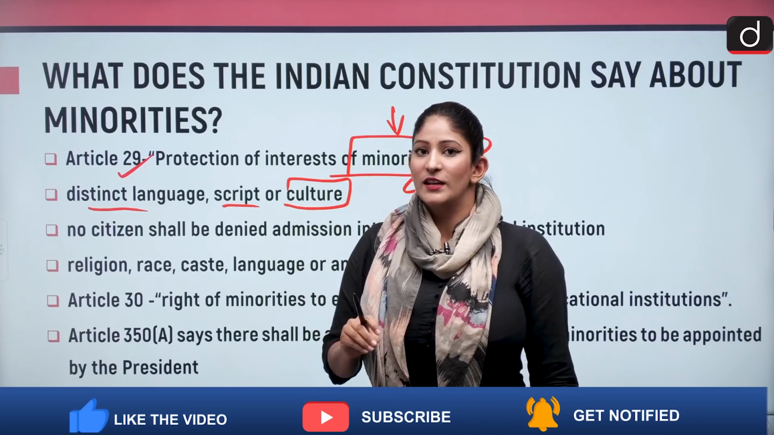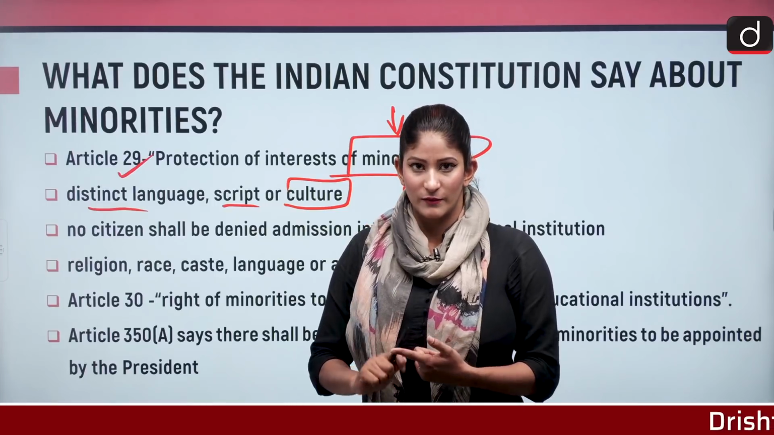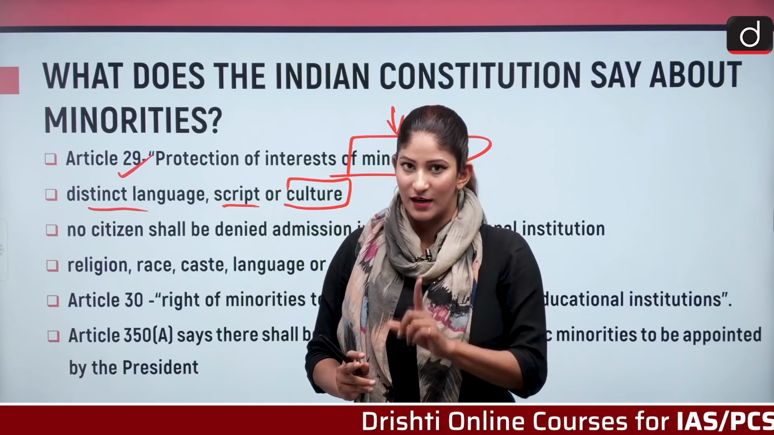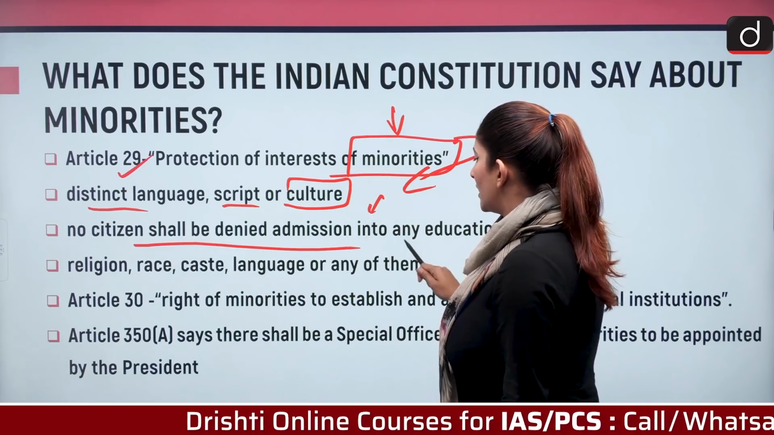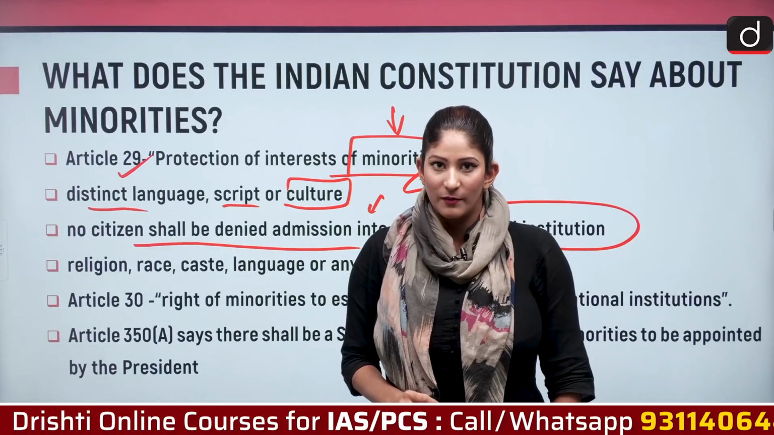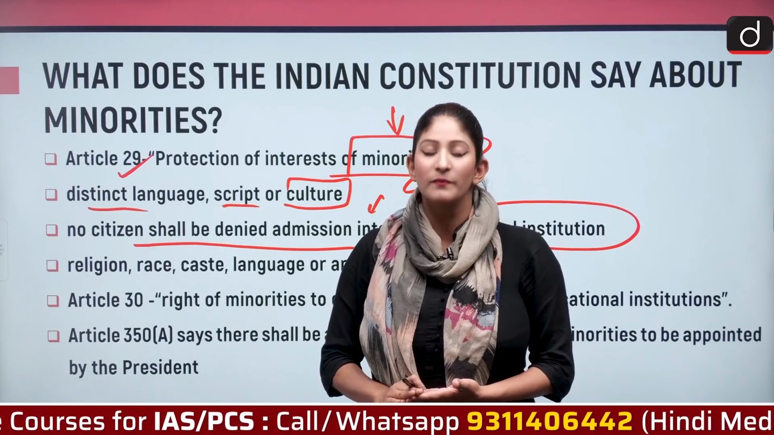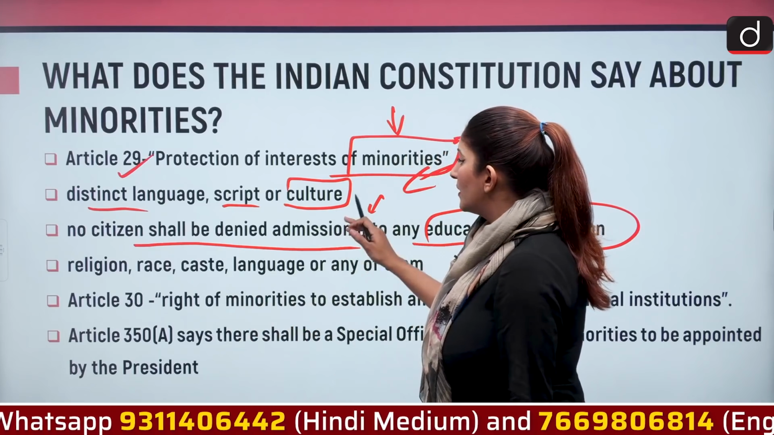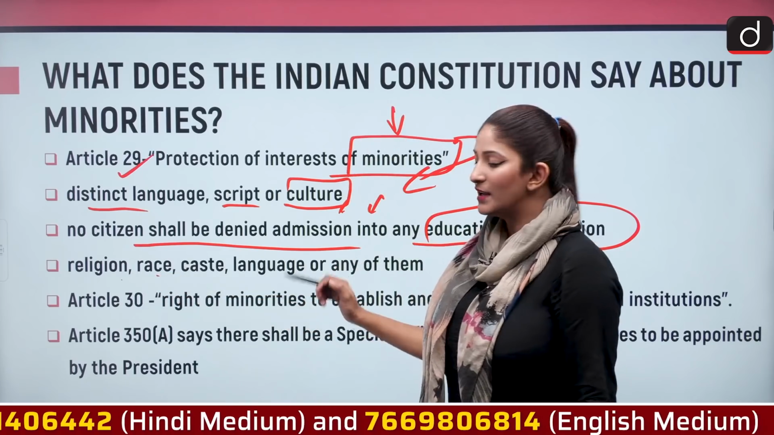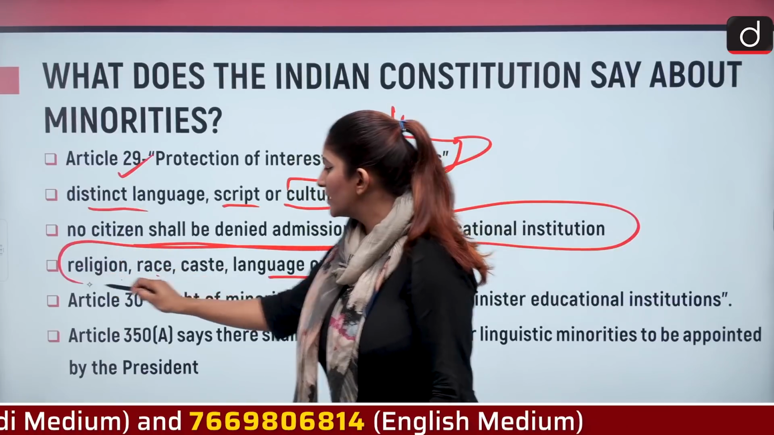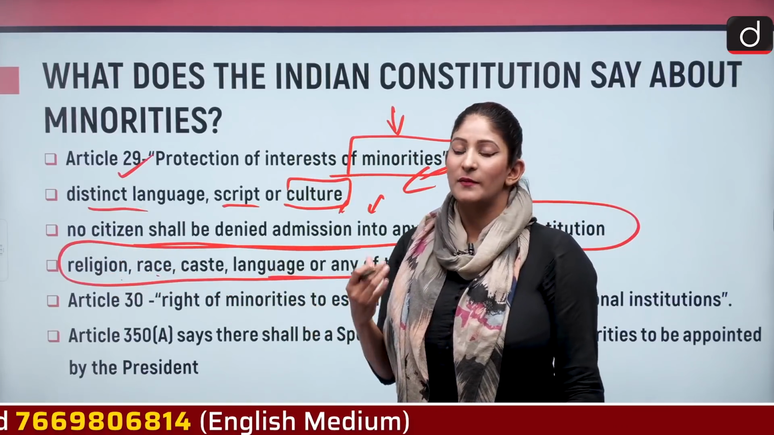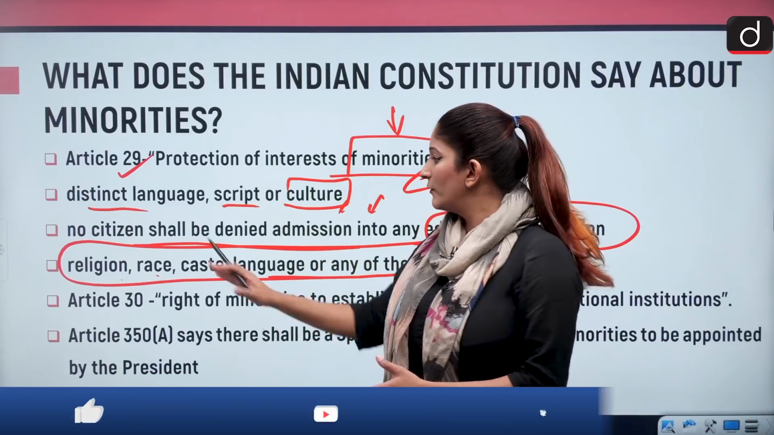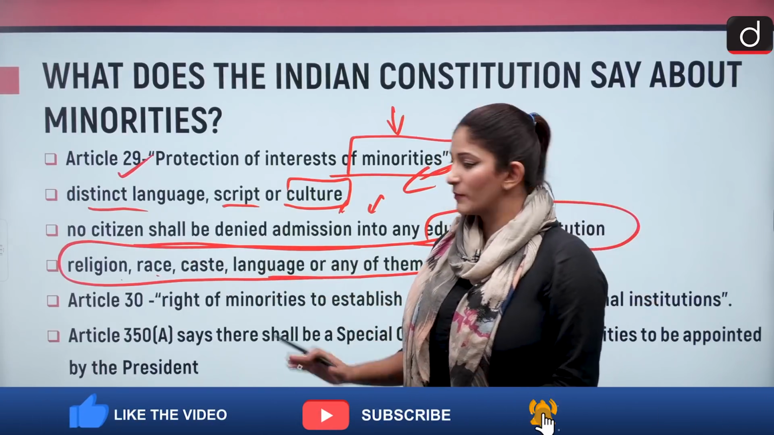One thing we can take from Article 29 is the territorial unit. That is, it can be with respect to the entire country or the state. And no citizen shall be denied admission into any educational institution which is run by the state, that is the government, or receiving aid from the state. They cannot deny admission to any citizen on the basis of religion, race, caste, language, or any one of them. One thing is missing here, that is sex. Remember that, sometimes it can be asked in the prelims examination. If a statement says Article 29 prohibits denial on the basis of religion, race, caste, sex, language, that will be wrong because sex is not mentioned here.